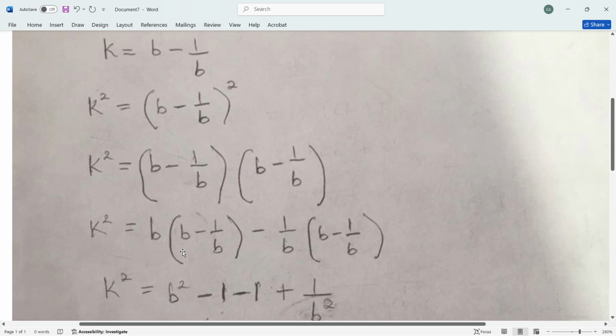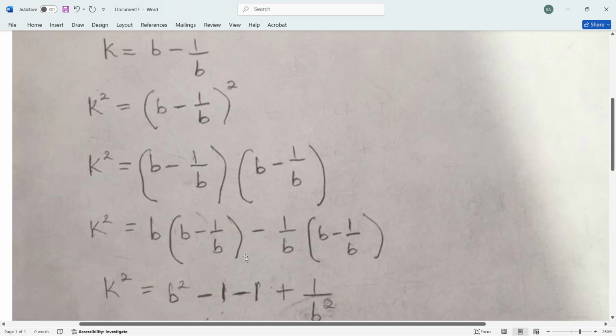B times B is B square. This positive B multiplying the fraction negative 1 over B will give us, now we have B multiplying negative 1 over B, so this B will cancel this B here, and we are going to have negative 1 as stated here. B times negative 1 over B, the B's cancel themselves, leaving negative 1. So that's how come we have negative 1 here.